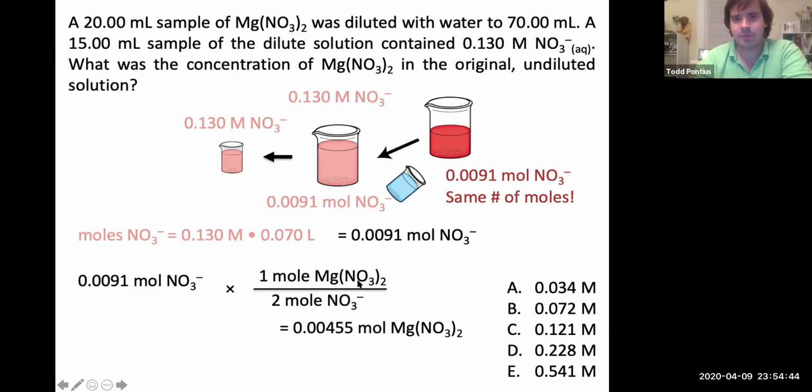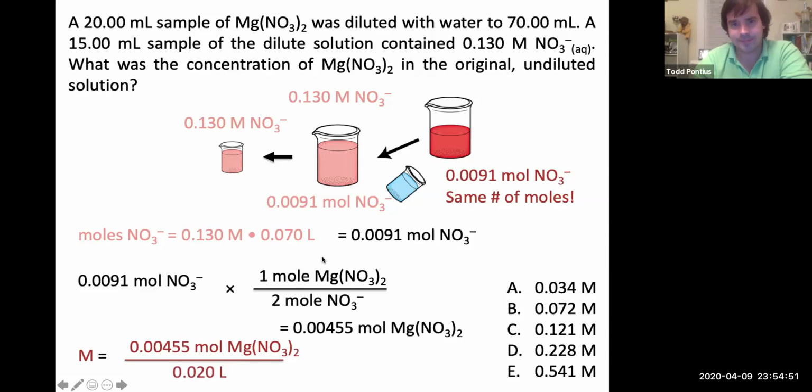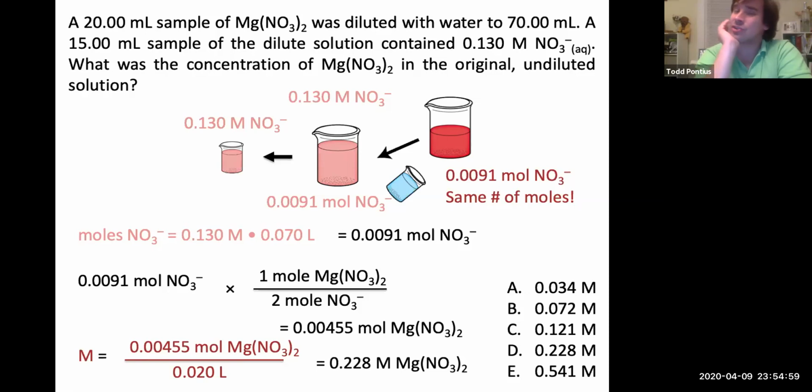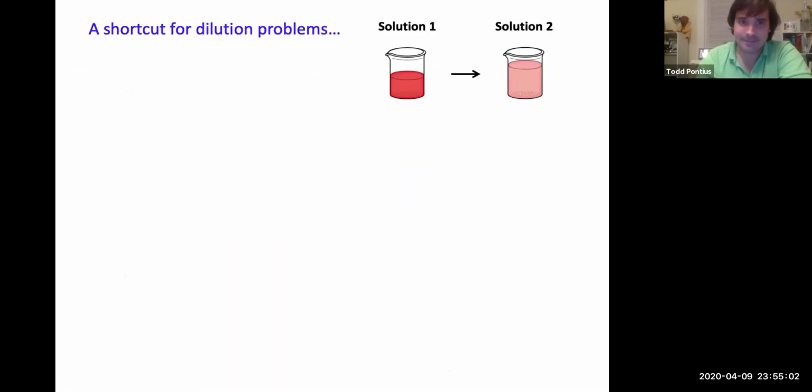So we know the number of moles now. We just have to divide that by the original volume, which is 0.02 liters, which gives us 0.228 molar magnesium nitrate. Cool. Again, a lot of things going on here, but mathematically not super taxing. It's the strategy that's really important.